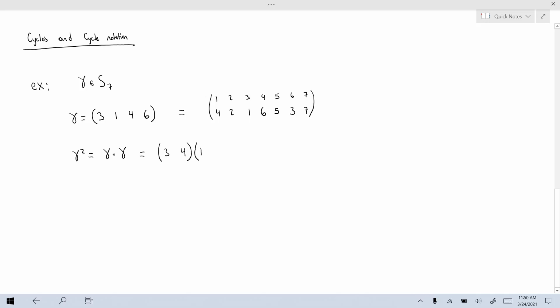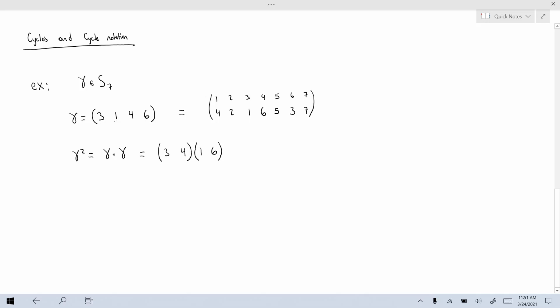So gamma squared of 1. The first gamma maps 1 to 4, and the second gamma maps 4 to 6. So 1 ultimately maps to 6. And then you can figure out that 6 will have to map back to 1, since that's the only number remaining, but just to confirm, the first gamma maps 6 to 3, and then the second gamma maps 3 to 1, okay?